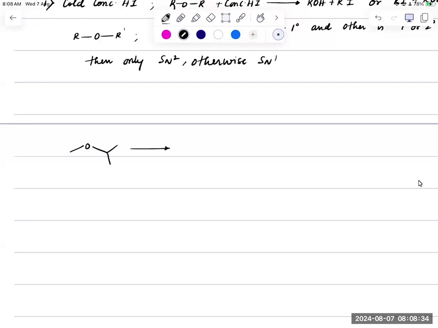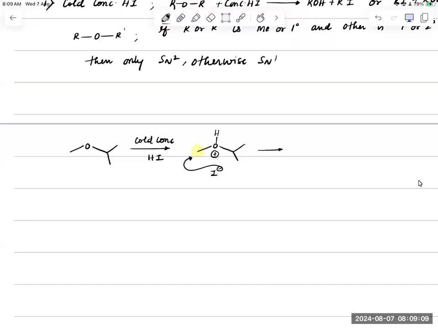See, if at all we have it like this with cold concentrated HI. Now, first protonation will happen, and a plus charge will come here. And now you could notice that there is CH3 present. Either it should be CH3 or 1 degree, and the right-hand side should be either 1 degree or 2 degree. That's it. It cannot be 3 degree. Okay, it should be any of these. So in that case, iodide minus will attack on this side. And that's how we will end up getting CH3I and this OH. This is the product formed.